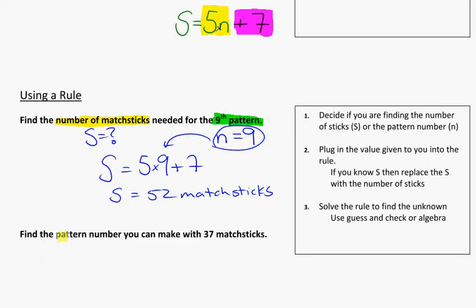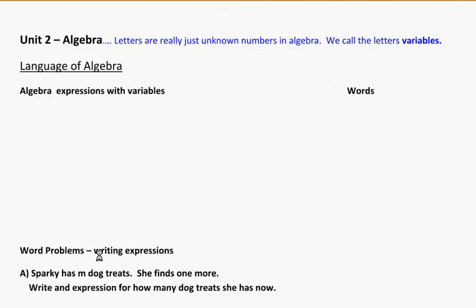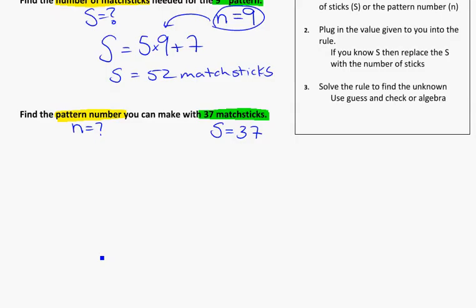And in the next example, find the pattern number when you've been given 37 matchsticks. So how many patterns can we build with 37 matchsticks? So here, 37 matchsticks, that's S is equal to 37, and they want us to find the pattern number that we've got no clue about. So again, this is the case where you can use algebra, or you can use a guess and check. So we'll plug in what we know. Our rule was S is equal to 5n plus 7.